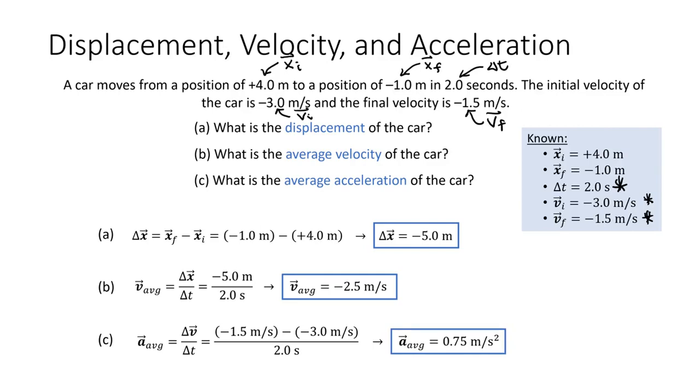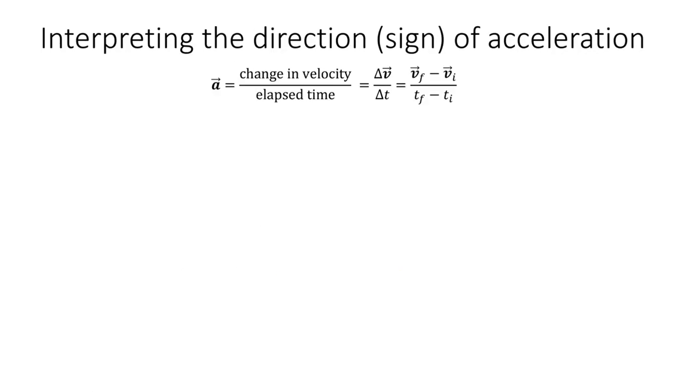Okay, all right. And so now let's take a closer look at interpreting the direction of the acceleration. So acceleration is change in velocity over elapsed time. This is really the average acceleration here. I should probably specify, it would only be instantaneous acceleration if that delta t was really small, or if we had a case where we had constant acceleration and those two things were equal to each other.